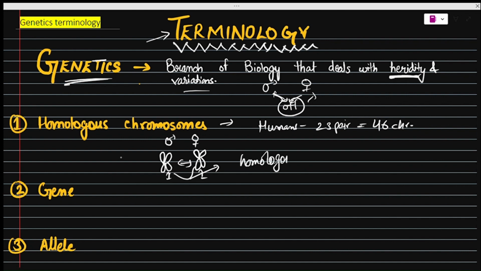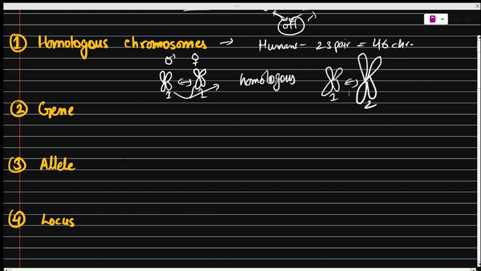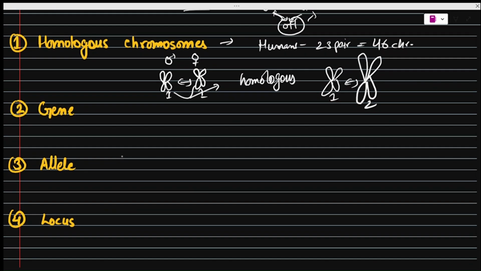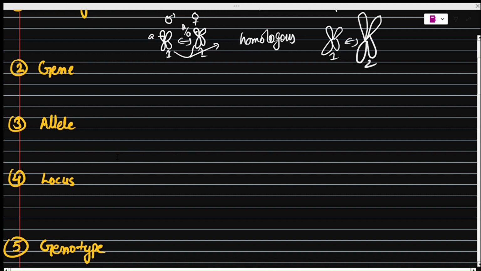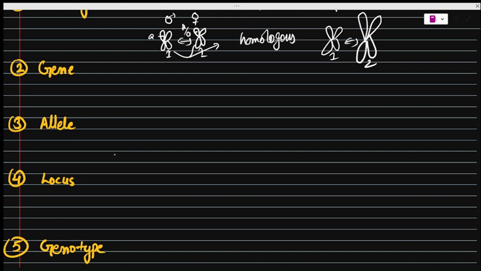Okay, and if I try to pair chromosome number 1 with, let us say, chromosome number 2, then they will be heterologous, meaning they are not at all the same as each other. And if we talk about what is the same, let us say this chromosome has a gene A here, then chromosome 1 from the mother's side will also have gene A, but it can be of another variant, it can be dominant or recessive.